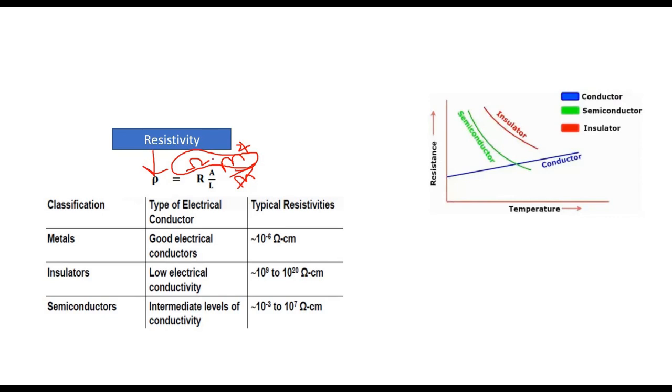So we can say that when the resistance is high, current is less. By using Ohm's law, we know that V is equal to IR, so current is inversely proportional to resistance. So when the resistance is high, the current is less. We can say that the resistivity of the conductor is very less when compared to the semiconductor, when compared to the insulator.